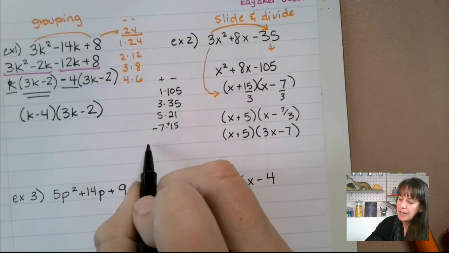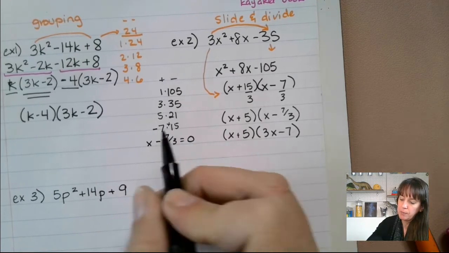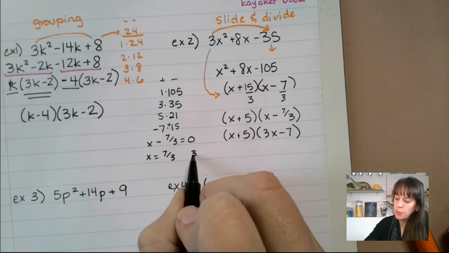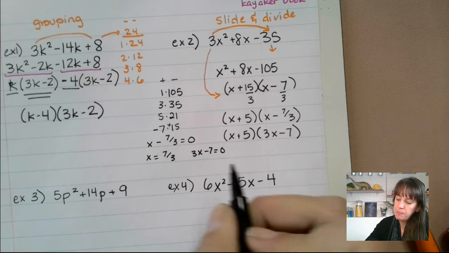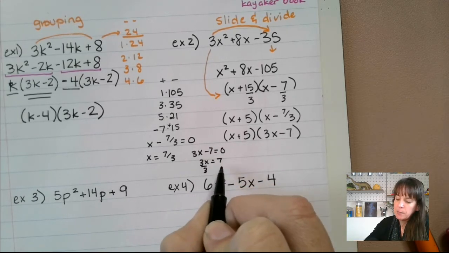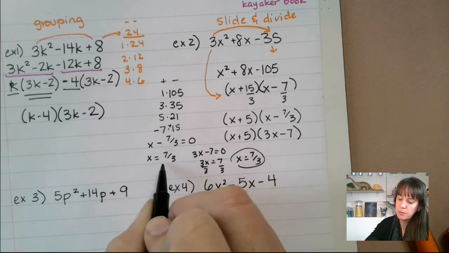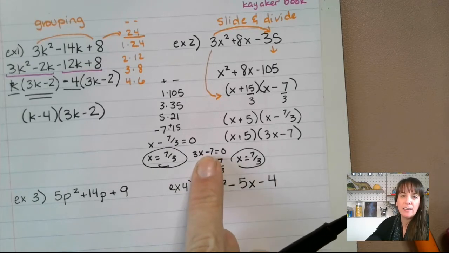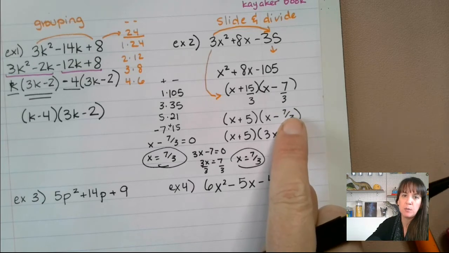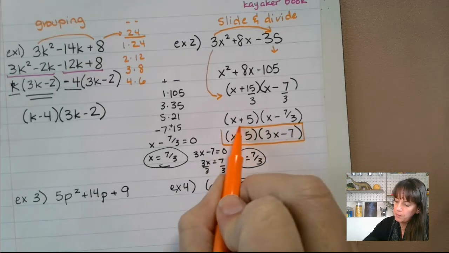Here's why. If I did x minus 7 over 3 equals 0, I would get x equals 7 over 3. Okay? If I did 3x minus 7 equals 0, and I added 7 to both sides, I would get 3x equals 7. Divide both sides by 3, and you can see that I would get x equals 7 over 3. And you see how these two things are the same? So that's why these two things are the equivalent of each other. You just have to boot that guy to the front. So this is your final form of that answer. Just remember, no fractions allowed.